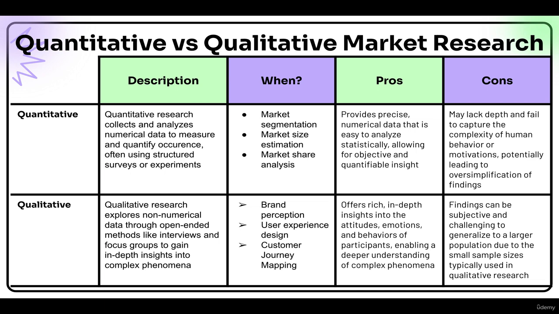Okay, so now let's talk about the pros and cons of the qualitative method. So let's talk about the pros first. It offers rich, in-depth insights into the attitudes, emotions, and behaviors of participants, enabling a deeper understanding of complex phenomena. Let me give you an example, guys. If you're going to do a survey of your customers using two different methods, the first one is quantitative. You're simply going to ask them to rate your product, like 1, 2, 3, 4, 5, 5 for the best experience and 1 for the worst experience with the product.